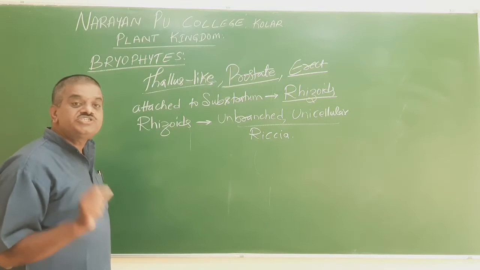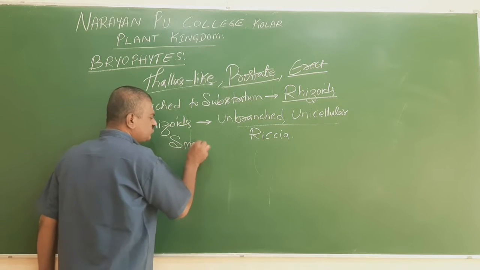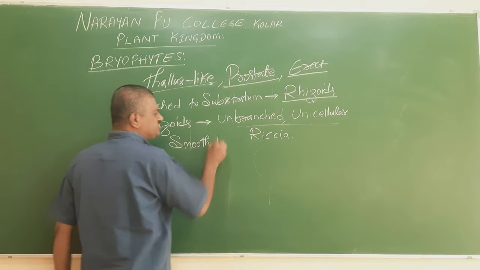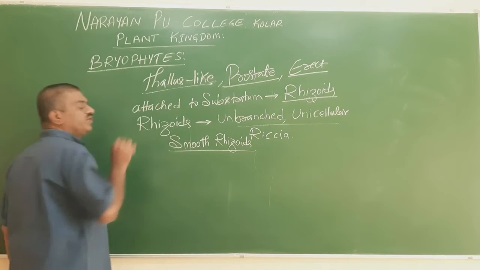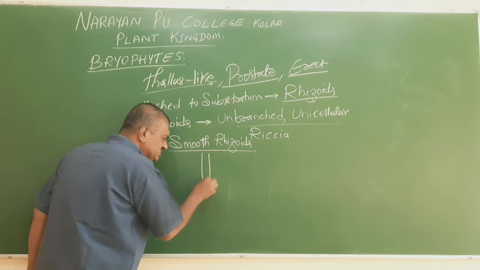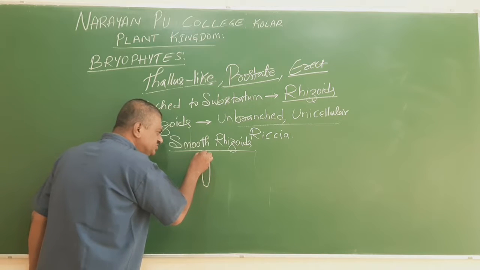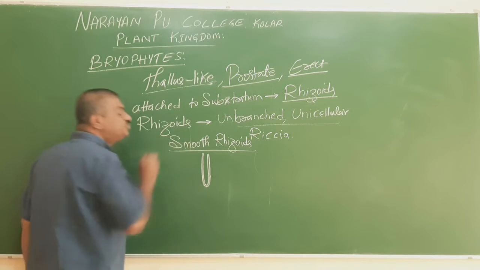Again, the rhizoids are of two types. One is called smooth rhizoids. The meaning of smooth rhizoids is that the rhizoid has a continuous covering, like this. Hence, they are always called smooth rhizoids.